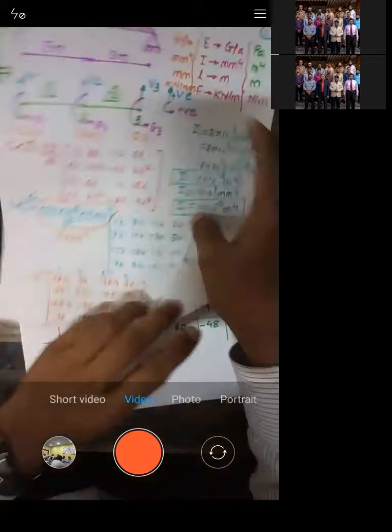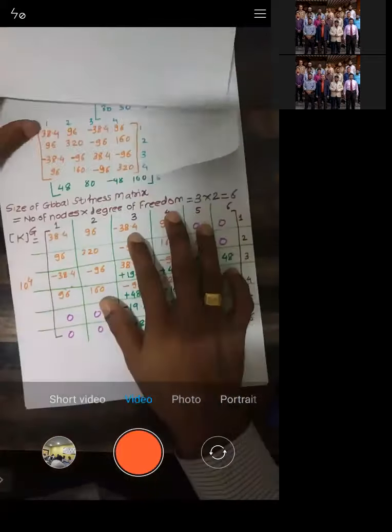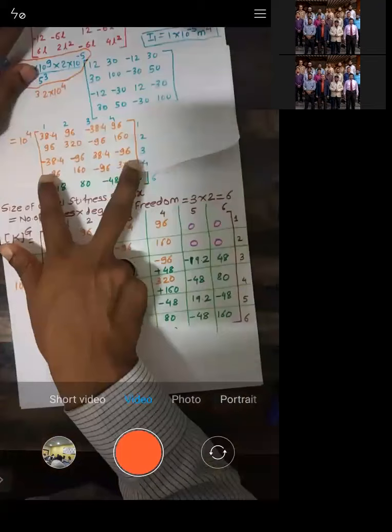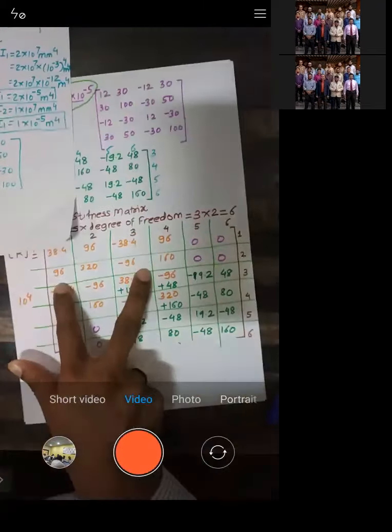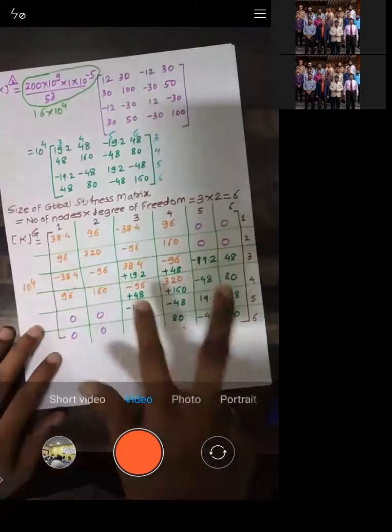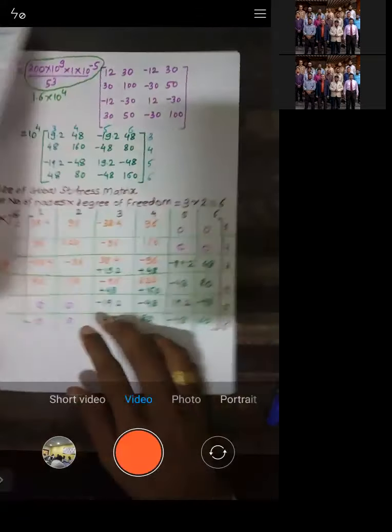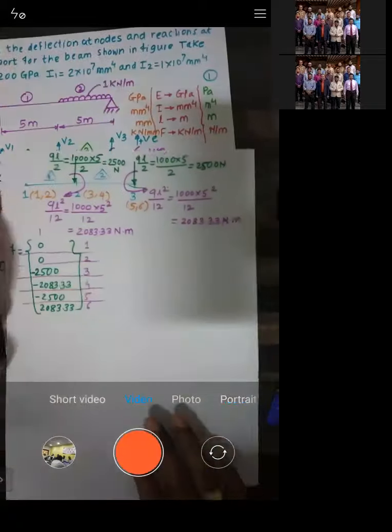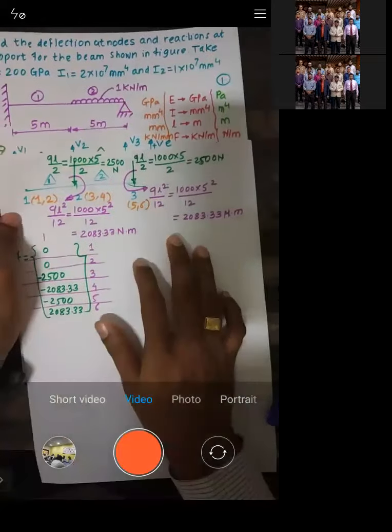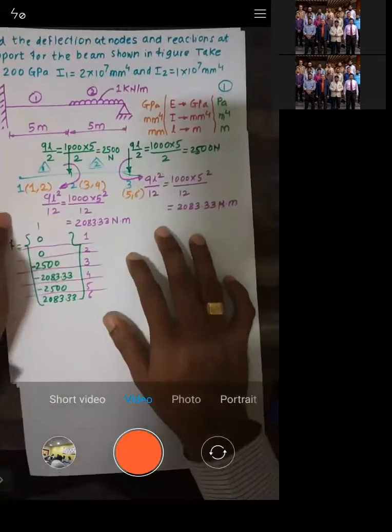Okay, so I have marked 6 rows, 6 columns, right? I pick the element stiffness matrix for element 1 and place it here. Similarly, I pick the element matrix for element 2 and place it here. So we got the global stiffness matrix. Now, this is the difference between the previous problem we solved and this problem.